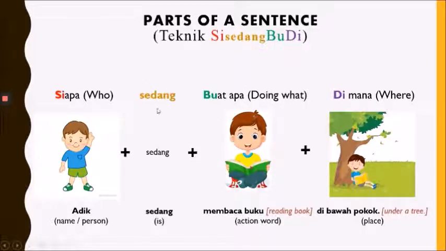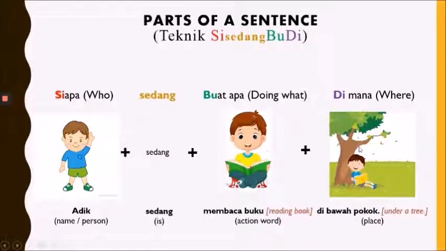So, after sedang, sedang means is. Okay, after sedang, we have the action word. Bu means buat apa. Okay, we have this action word here. And what is this boy doing? What's his action word? He is reading a book, which in Bahasa is membaca buku. Everyone say membaca buku. Alright, so we know that adik, our little brother here, is sedang membaca buku. He is reading a book.